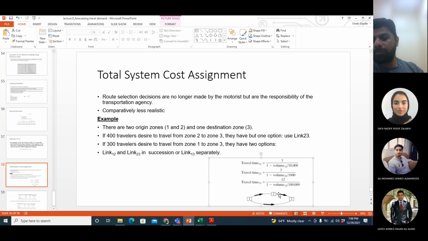then the volume on this link 2 to 3 will be 300 plus 400, 700. If people who are going from 2 to 3 use this link, so this is 400, and people who want to go from 1 to 3 use this link, then it will be only 400 here and 300 will be here. And similarly, if all these 300 people who want to go from 1 to 3 use this link, then the volume on this link will be 300. So using the different volumes, you can calculate the different travel times.